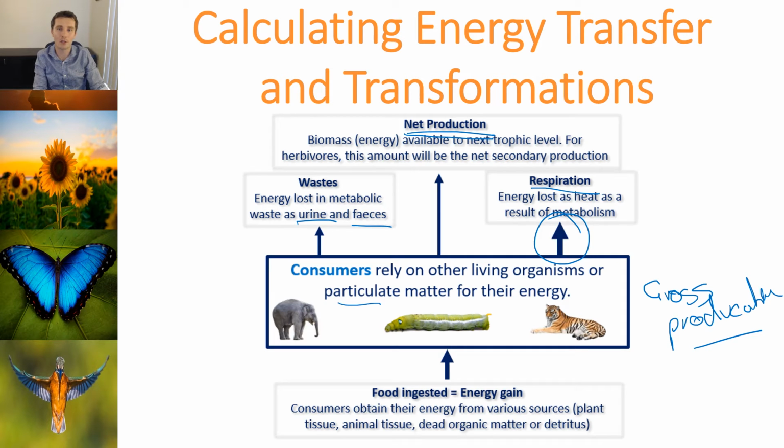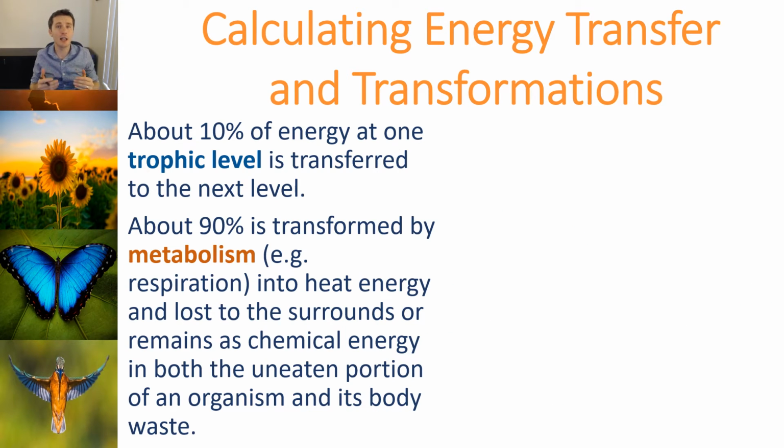But we'll tend to just refer to it as net production and not get too fancy with secondary and so on. So the amount of energy that's actually available to be passed on is about 10% from one trophic level that gets passed on to the next trophic level. So it's not efficient. We're losing 90% of that energy that was once ingested, for instance, by those animals. So about 90% is transformed by metabolism, which is basically a fancy idea for respiration, into heat energy and loss to the surroundings, or remains as chemical energy in both the uneaten portion of an organism and its body waste.